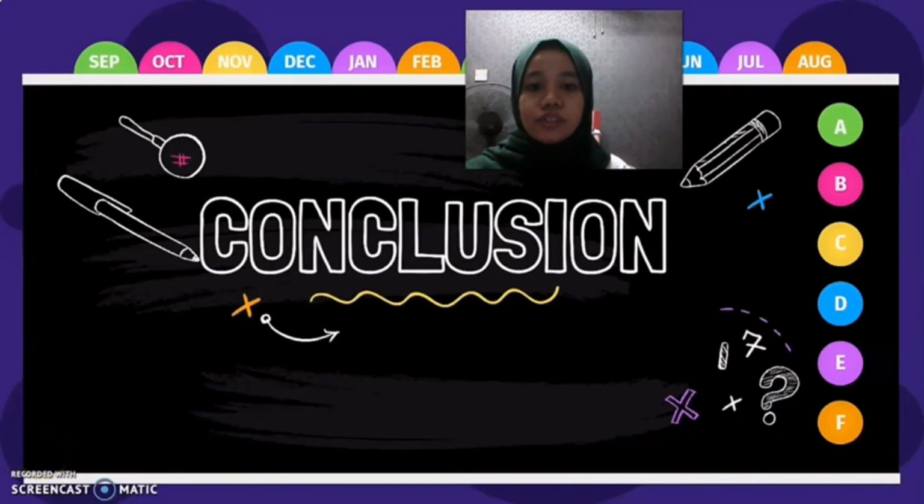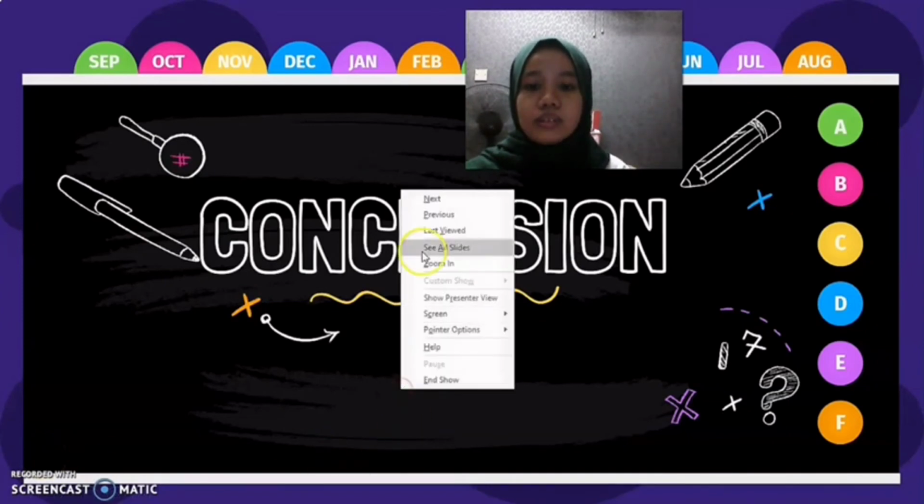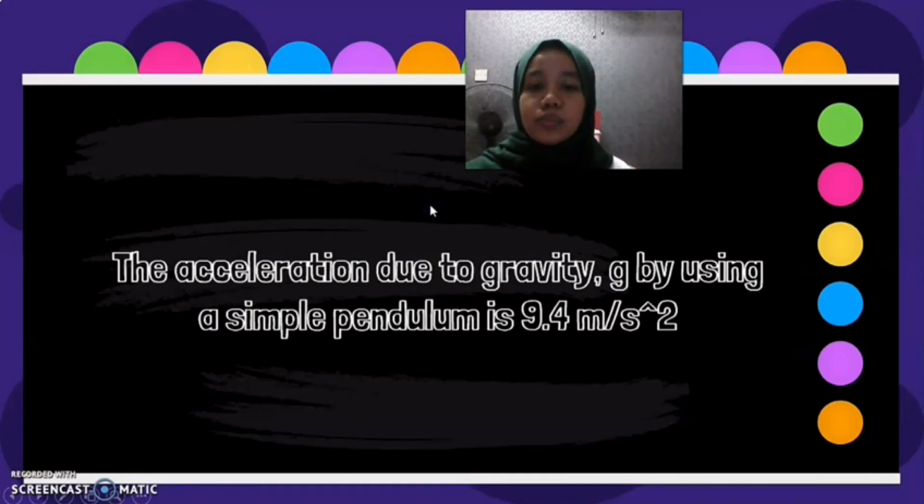Lastly, for the conclusion. In this experiment, the acceleration due to gravity G by using a simple pendulum is 9.4 meters per second squared.